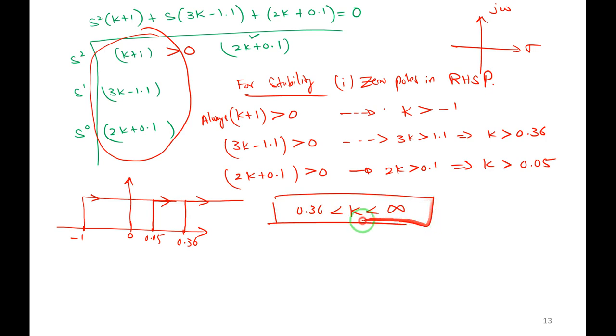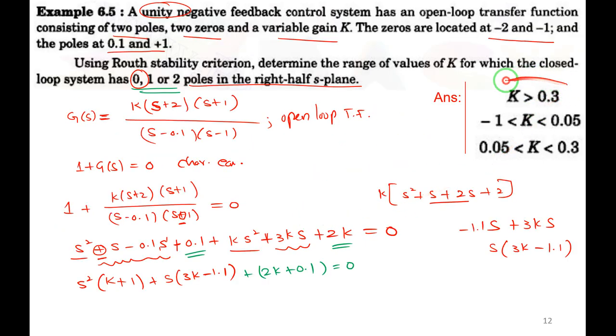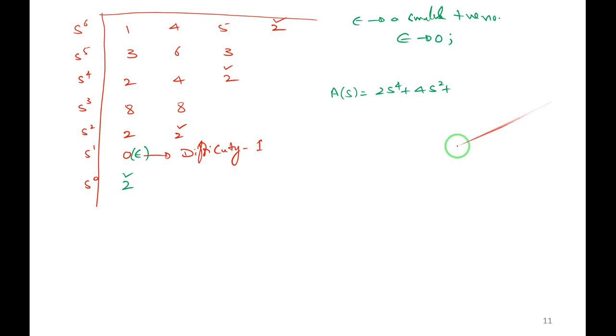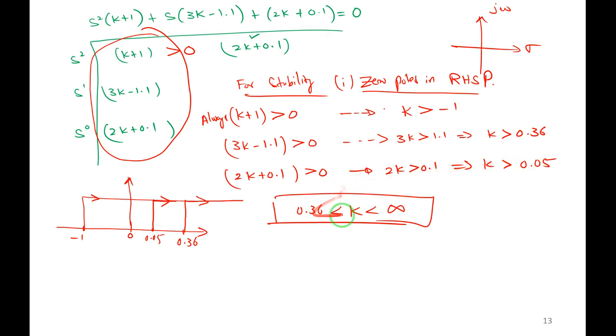I hope you are getting what I am telling. So k should be greater than this and greater than this. Finally, k should be greater than 0.36 but less than infinity. This is the range of values of k so that the zero poles will be in the right half of the S plane. What I am getting here is 0.36, but it should be less than infinity. So this is correct.